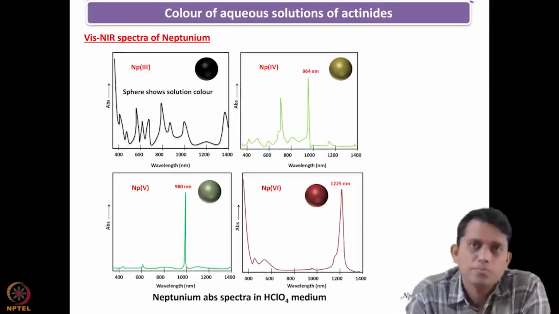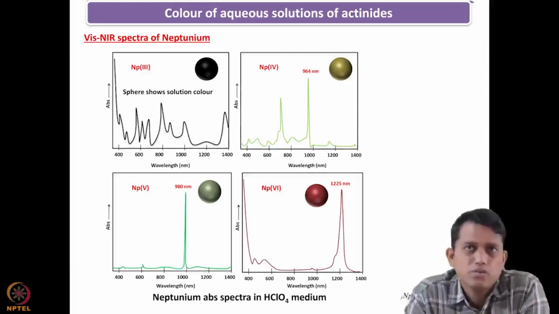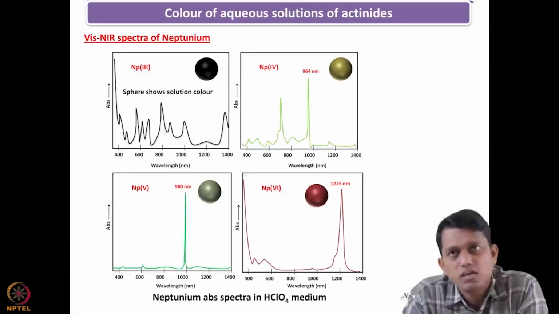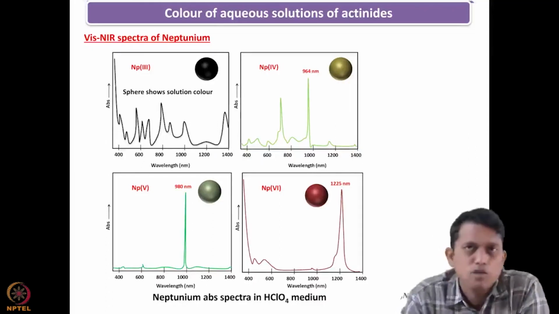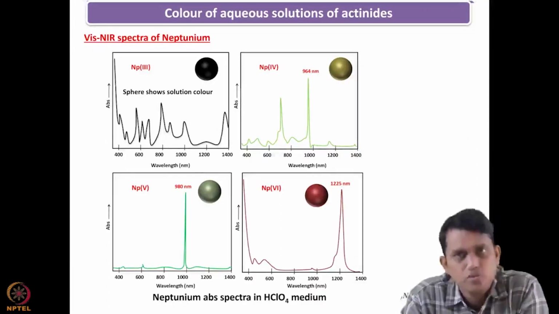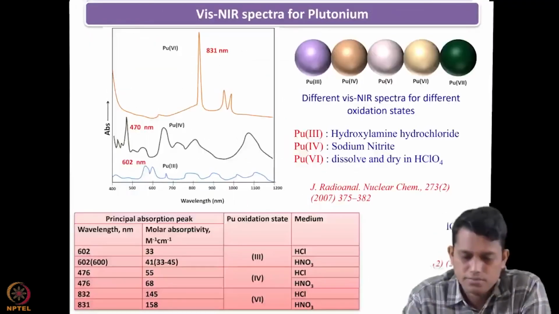So whenever you have some peaks in this region, then definitely you are bound to get some color in the solution. And the intensity of the color will depend on the epsilon, or on the strength of these peaks, that is, how strongly they absorb the light. Depending on that, you will get the corresponding complementary colors. We'll see the UV spectra of plutonium.